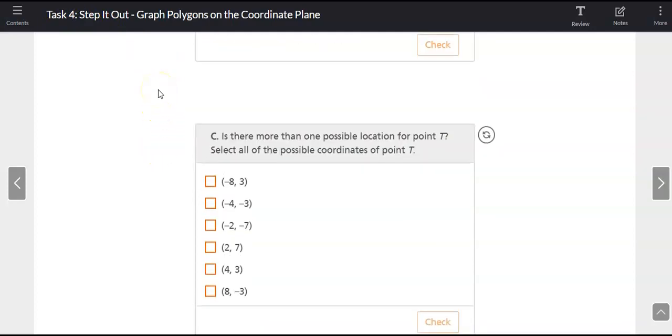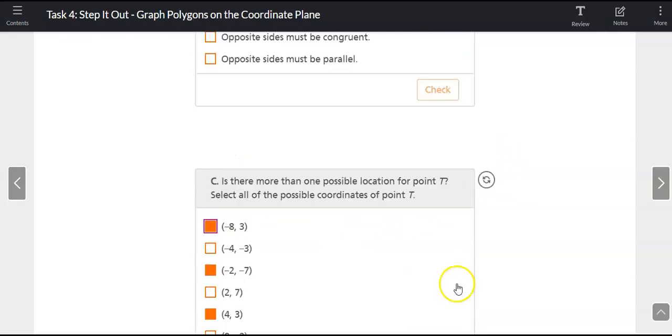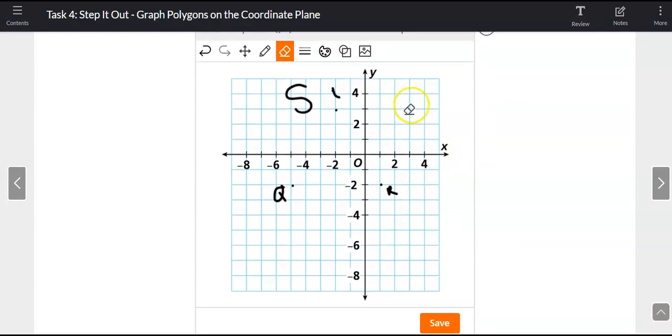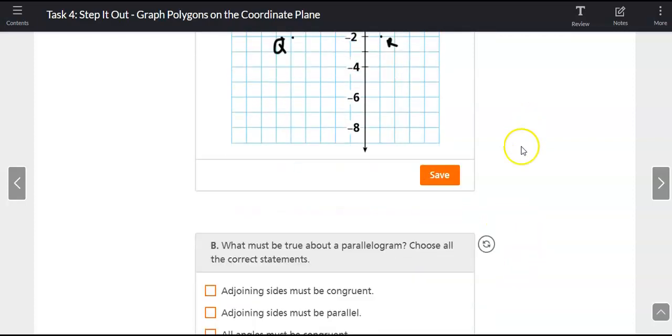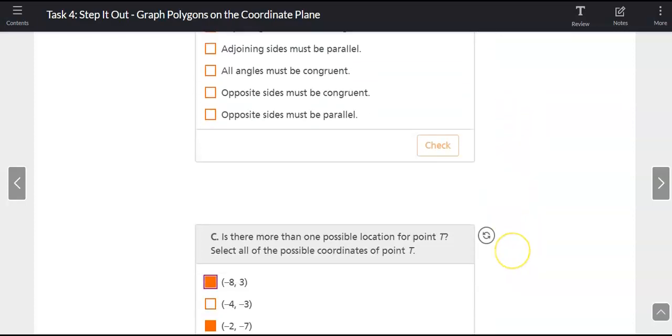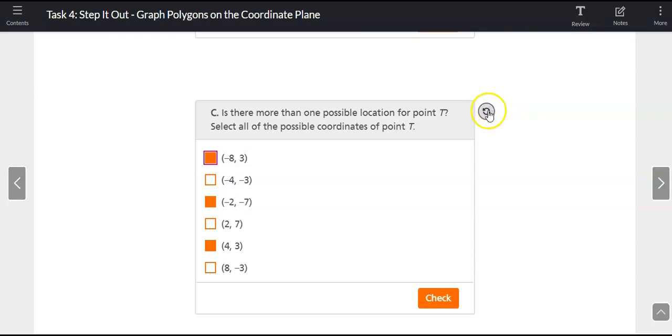Okay, now we need to figure out point T. Is there more than one possible location that we could put point T? Okay, possible locations are 4, 3, -2, -7, and -8, 3. Because to keep it like a parallelogram, I can keep it in different spaces.